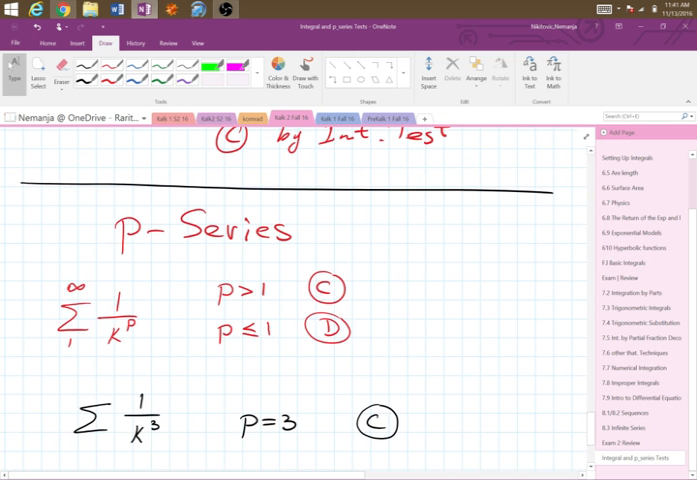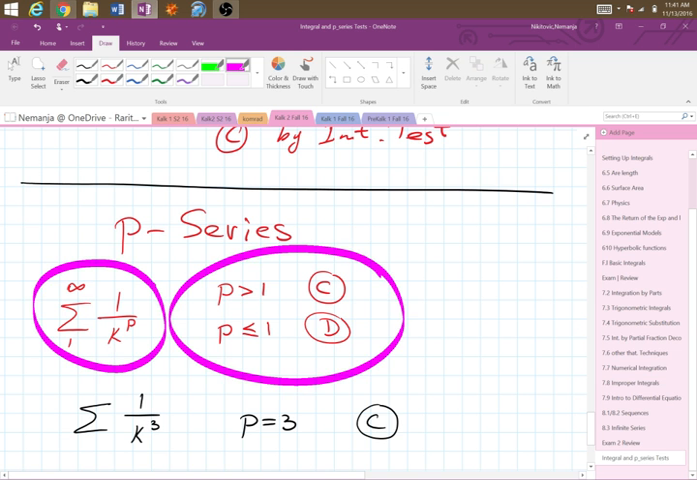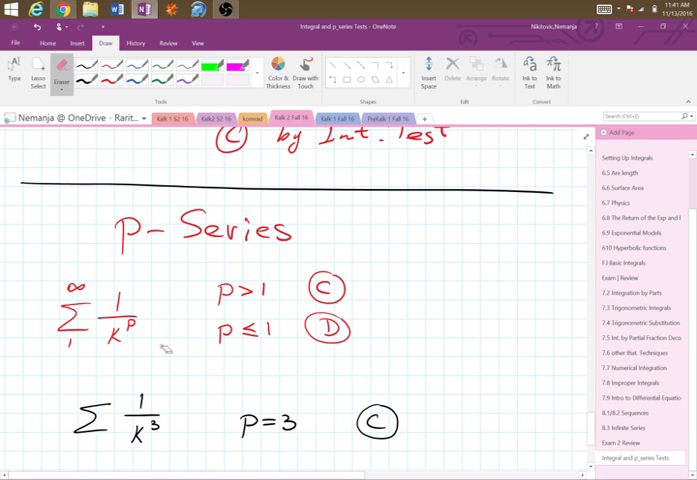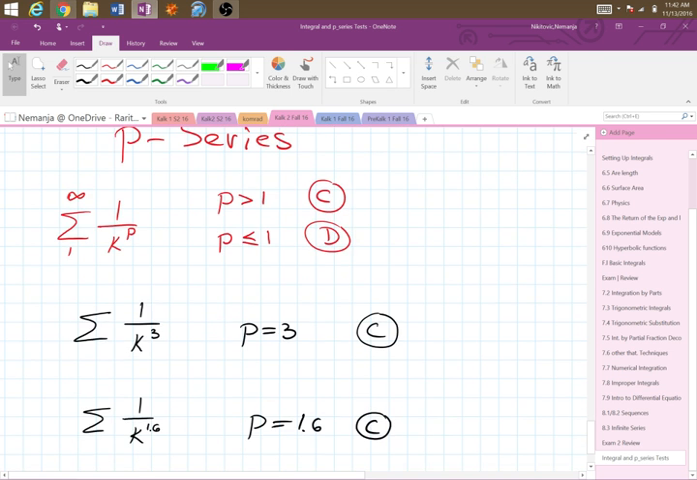P-series is a special case of the integral test. It's like a shortcut. All we have is a series that looks exactly like this: 1 or whatever constant over k to the p. And these are the two conditions. If p is larger than 1, we have convergence. If p is less than or equal to 1, we have divergence. Note that p equals 1 is the harmonic series, which we already proved is divergent. And then there was also p equals 2, which showed convergence. That was just verifying one case, it's not a proof.